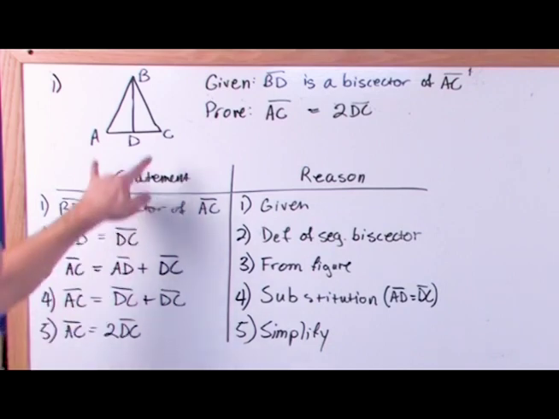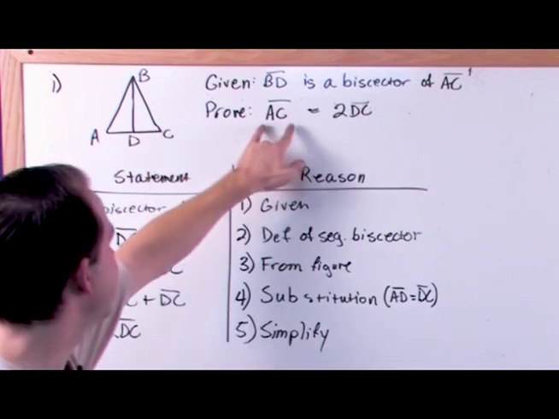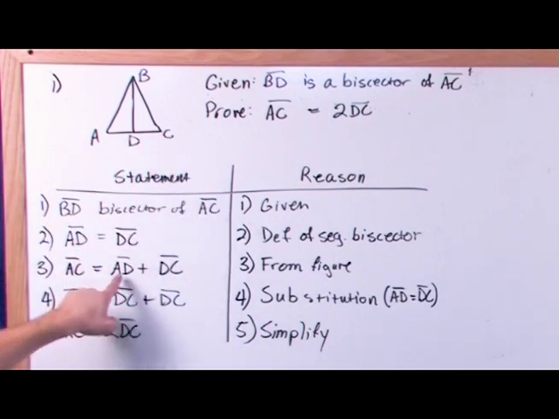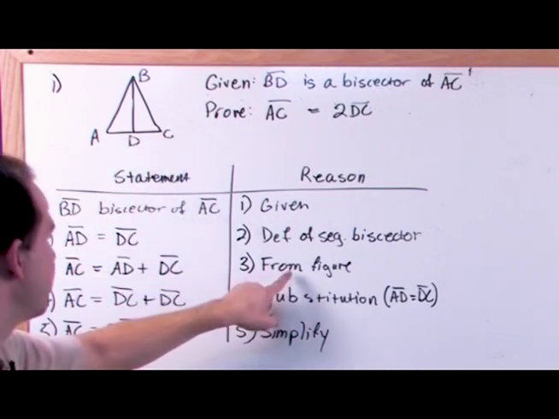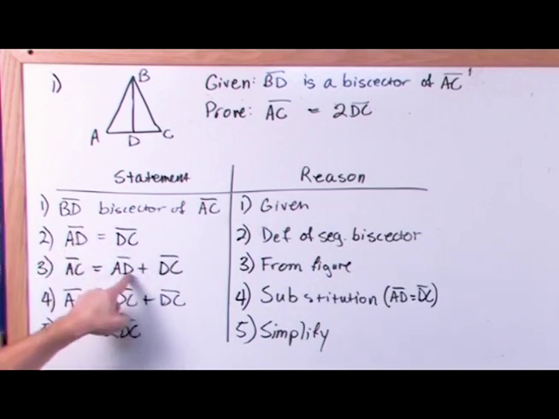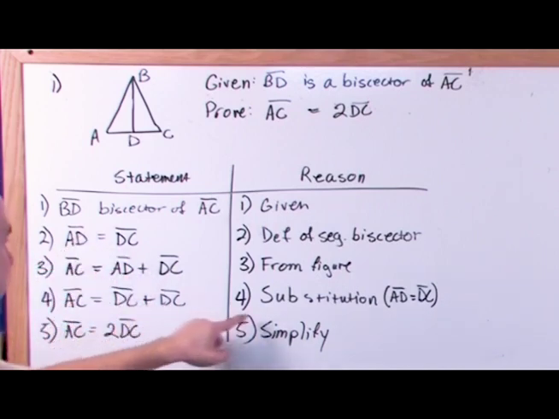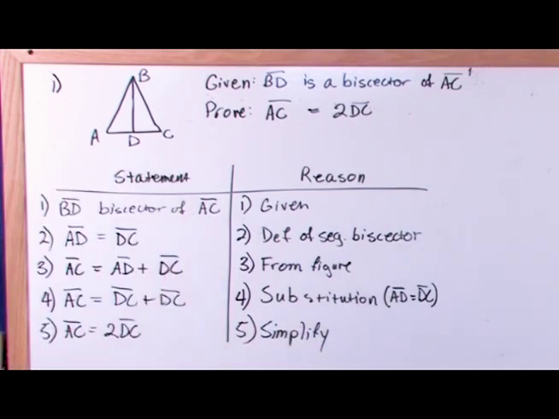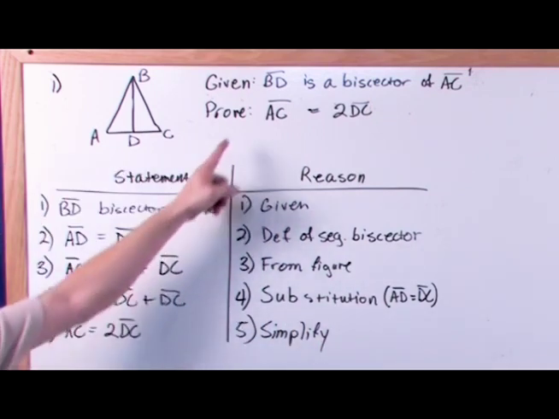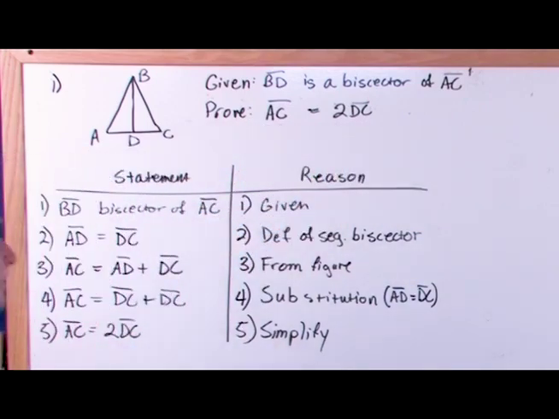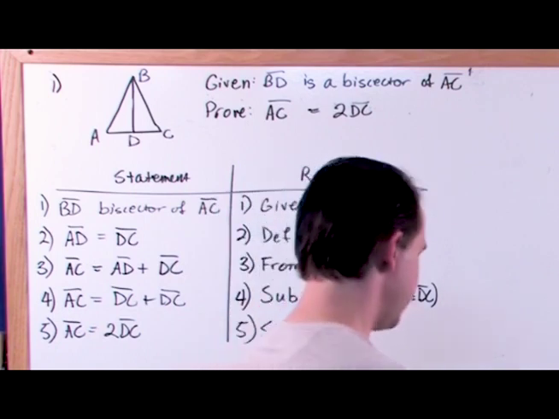Next, I'm starting to work towards my conclusion. I say that AC is equal to AD plus DC, from the figure, okay? And then I substitute what I found before into here. So AC is DC plus DC. By substitution, you have to justify it. This is that mathematical substitution. And then you just simplify that and you can get to the proven answer, and then you stop because you've already made your proof.